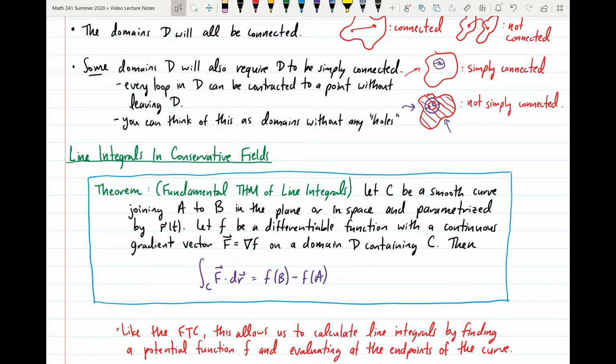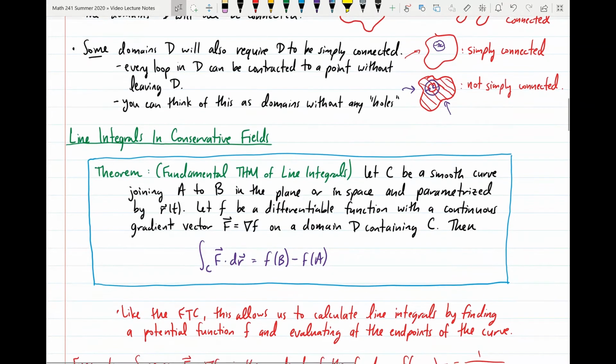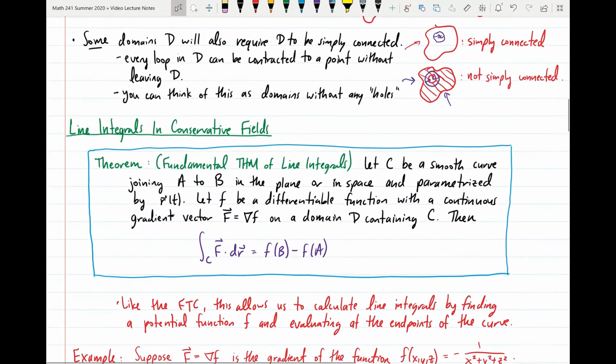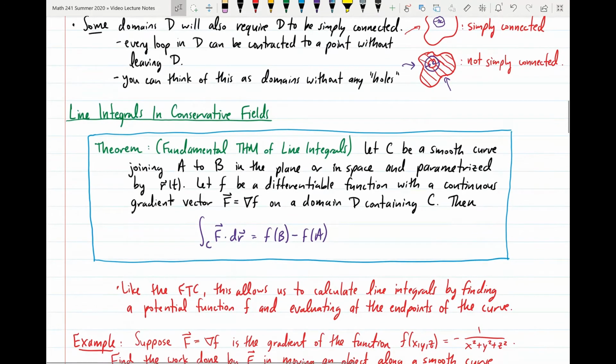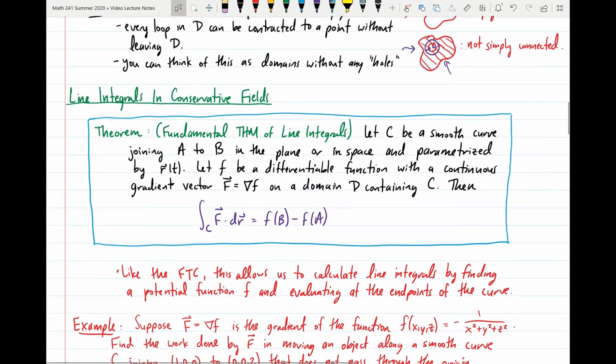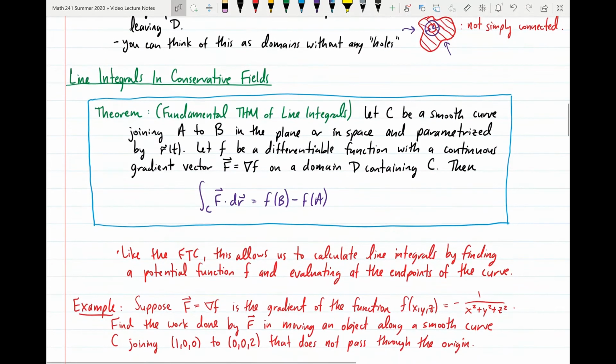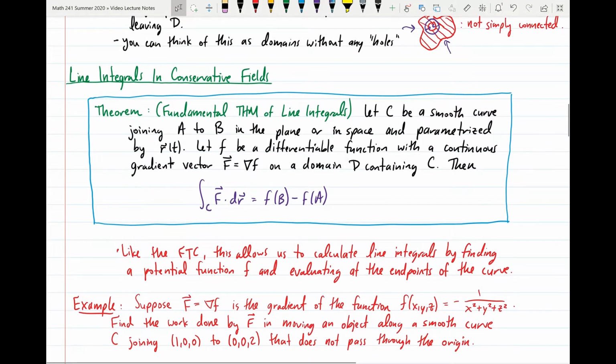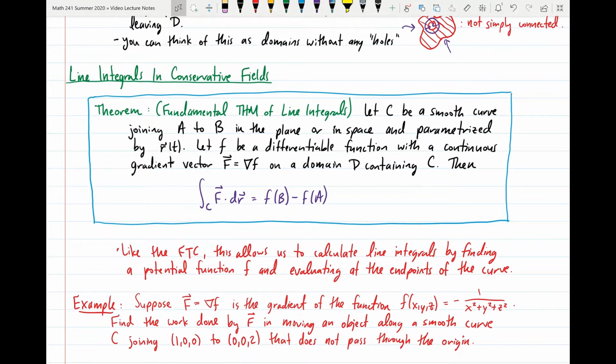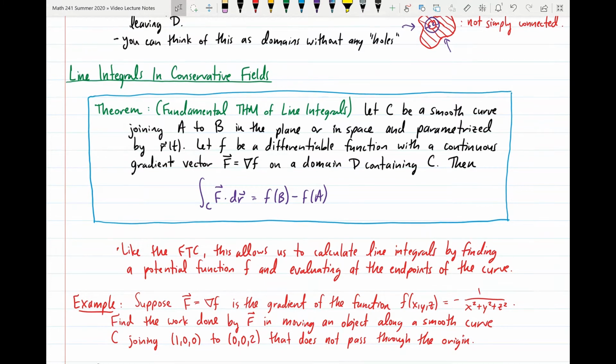Okay, so now that we've gotten the preconditions out of the way, we can move on to talking about line integrals in these conservative fields and hopefully deriving some properties of these kind of line integrals. So here's the first theorem, probably the most important theorem of the whole section here. It's called the fundamental theorem of line integrals, so I'll refer to it as that later on in this video and the next video.